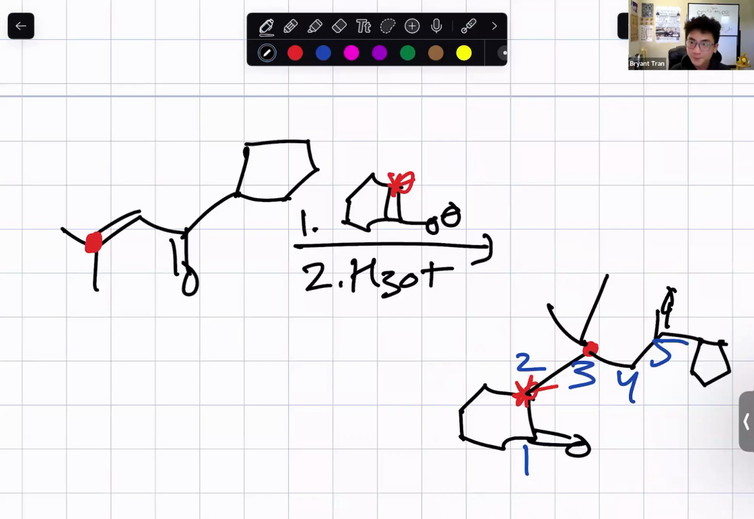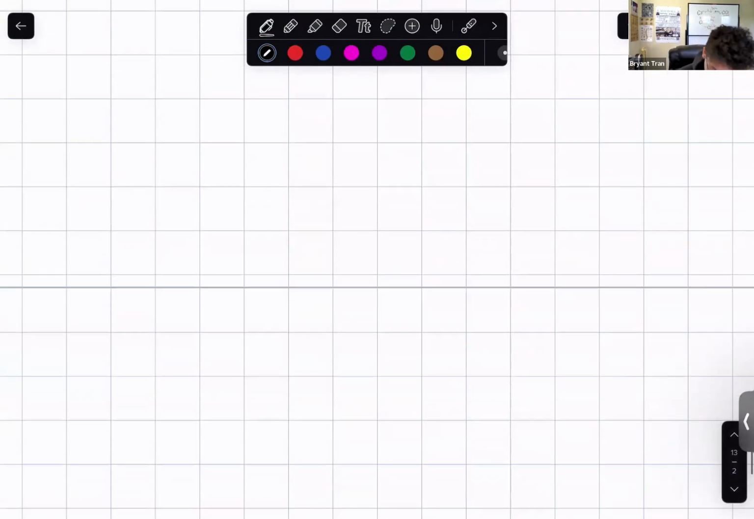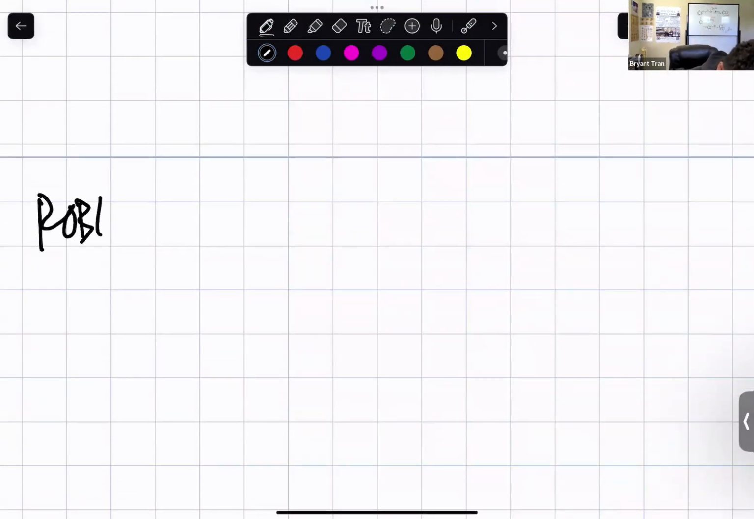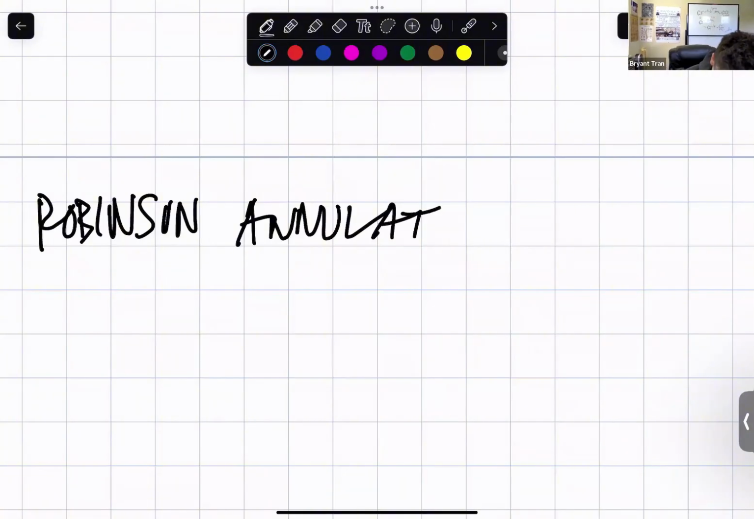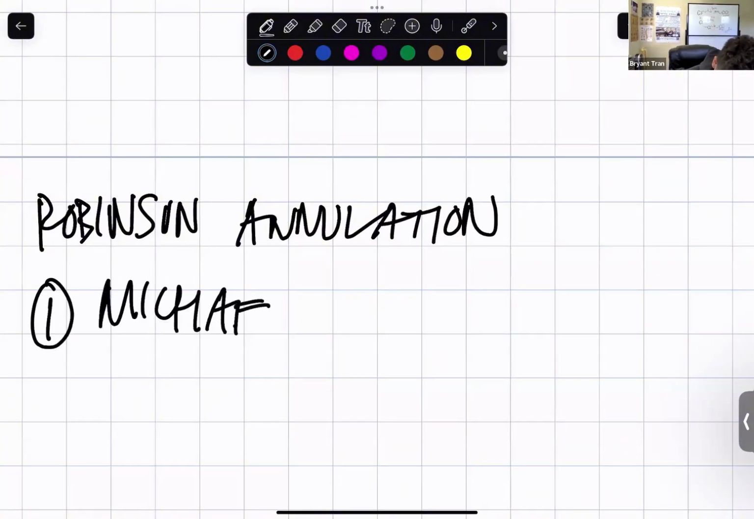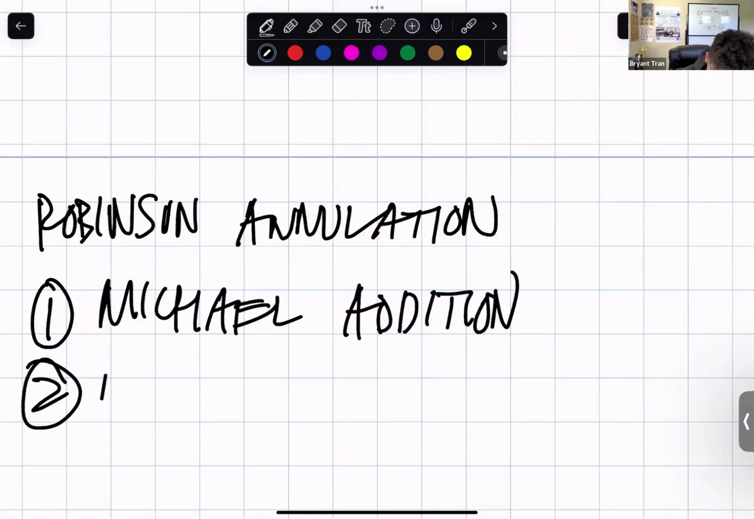Okay, now let's go over Robinson annulation. Now, Robinson annulation is a big boy reaction, right? It's going to combine a lot of the things we talked about today, where the first reaction is going to be a Michael addition, and then the second reaction following that is going to be an intramolecular Aldol condensation reaction.